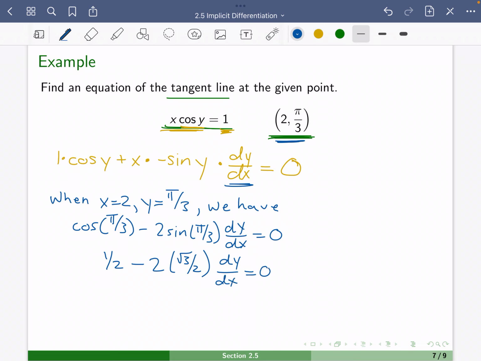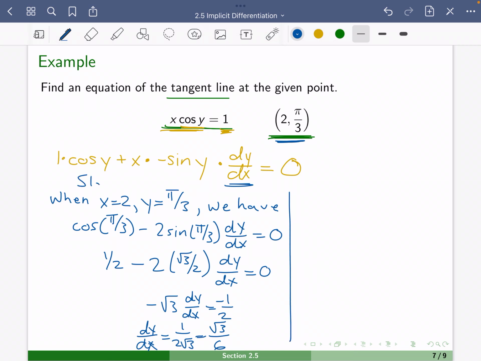So I'm going to subtract the 1/2 from both sides. And then divide both sides by that negative square root 3. So dy dx is 1 over 2 root 3, or root 3 over 6. Great. Are we done? No, we are not done. Right? This is just the slope, right? So this is finding the slope of the line.